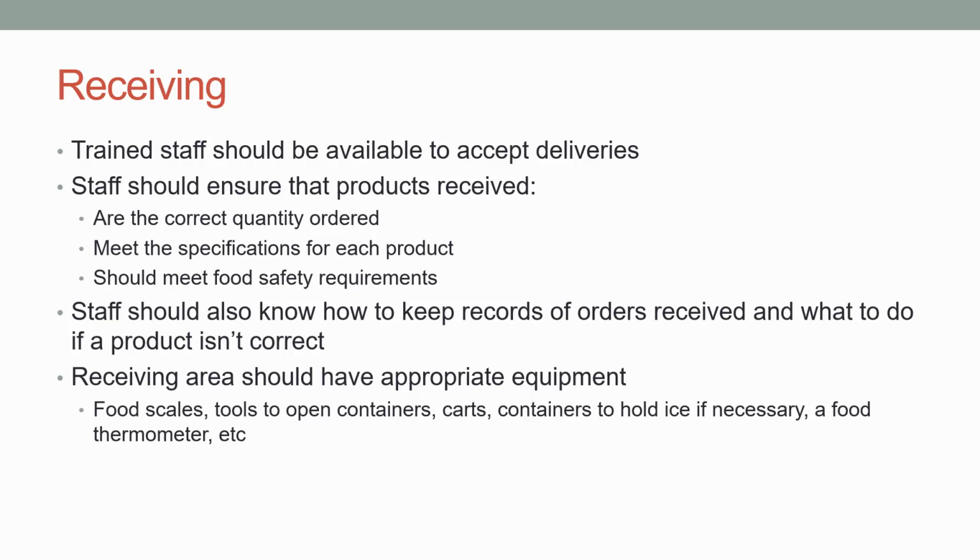Obviously, you want to make sure that the deliveries are meeting food safety requirements as well. So it's delivered without signs of pests, at the correct temperature, and it's being stored properly. Your staff should be able to look at all of these things and ensure that they're being received in a safe and accurate way. Your staff should know how to keep records of orders received and what to do if a product isn't correct. So, how do they send back product? Are they good at keeping a record of what they're receiving, what they put in, signed receipts, those kinds of things? So keep that in mind.